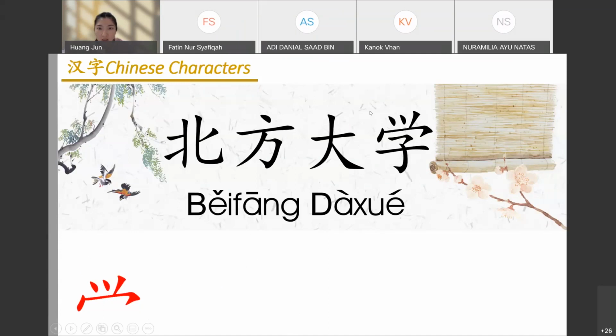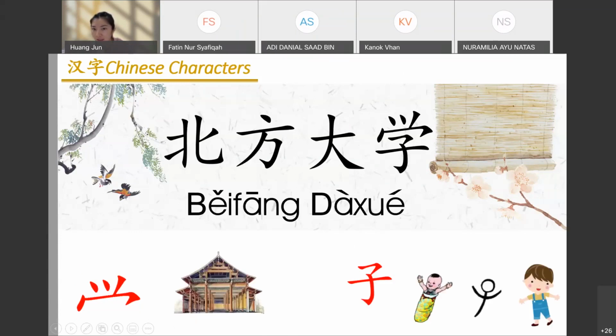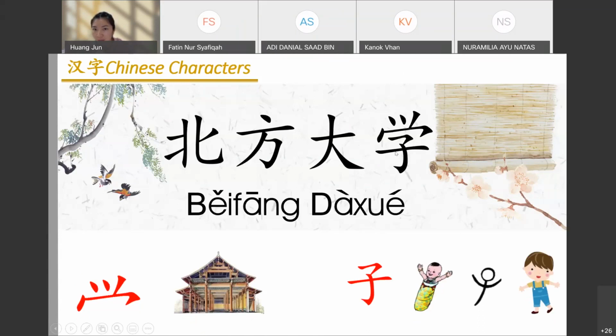Then in these 4 Chinese characters, we focus on the word 学. On the top side you have the fancy roof, and below you have boys studying inside. So 大学 means university. Once you remember these 2, then the 4 of them will be 北方大学.